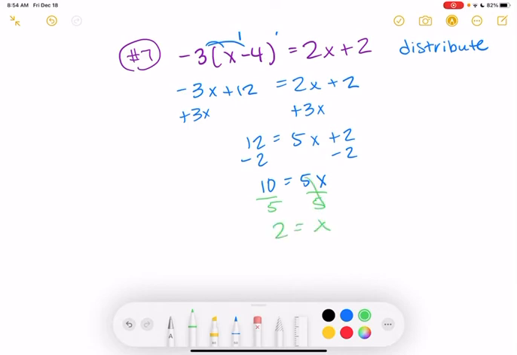All right, so distributed that -3 to get -3x plus 12. Wanted to get all my x's to one side, so I just chose to add 3x to both sides, and I was left with 12 equals 5x plus 2. Again, that step you could have gone 4 different ways, right? So essentially what you did is you got all your variables on one side, their whole numbers on the other, and I ended up doing the 12 equals 5x plus 2, so I subtracted the 2 to get 10 equals 5x. Divide both sides by 5, and I got x equals 2. So hopefully you did too.